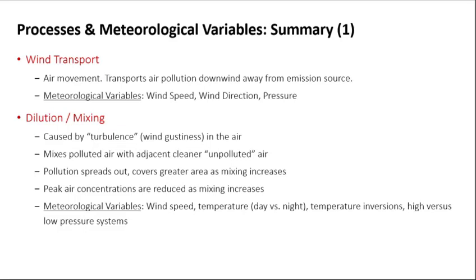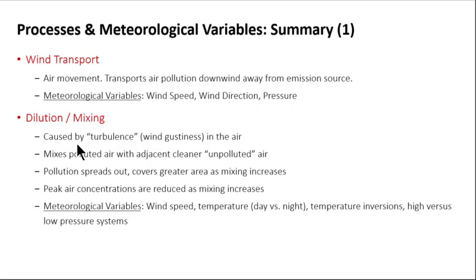The next 3 slides will cover each of these processes, providing more details. First, wind transport, which is the air movement. This transports air pollution downwind away from emission sources. The meteorological variables at play are the wind speed, the wind direction, and the atmospheric pressure, which drives wind motions.